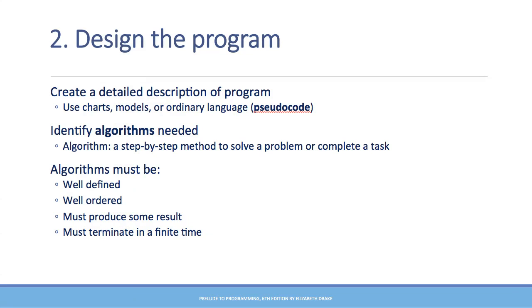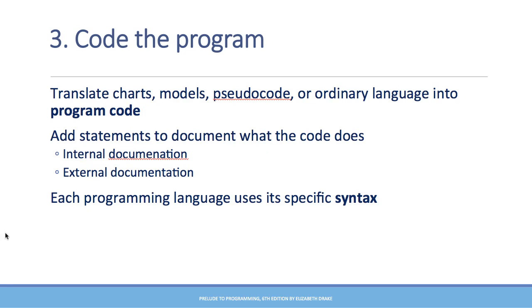Now, having said that, let's go ahead and move back to where we were, okay? So the next step after we come up with our algorithm, and we're pretty happy with that, we go ahead and we code our program, okay? And the way that we code the program is we're going to translate the charts, the models, the pseudocode, or ordinary language into program code, which you've already done to some degree, right? You did an algorithm for calculating degrees Fahrenheit from degrees centigrade, and you stuck it into Python and you stuck it into Raptor.